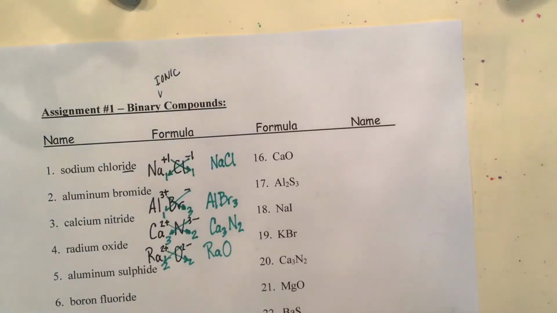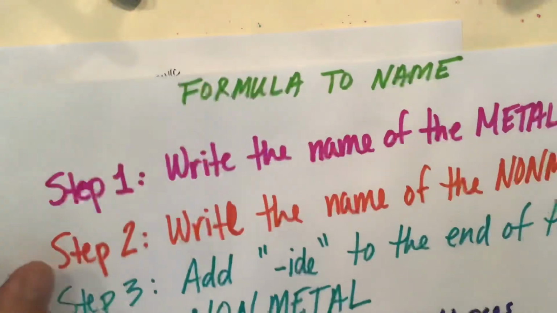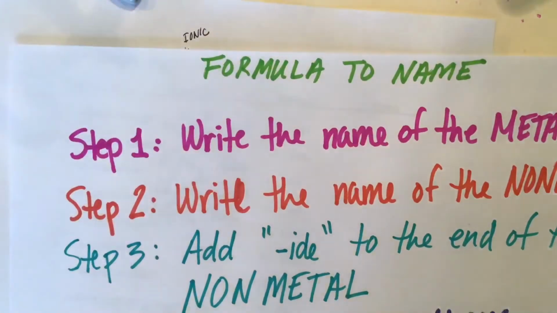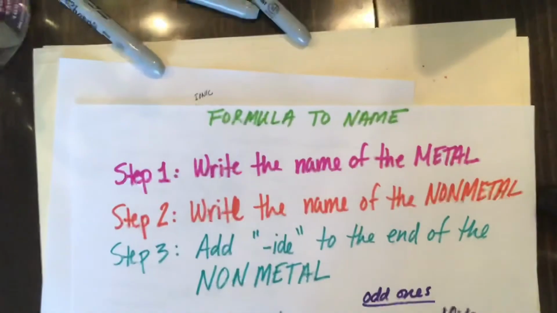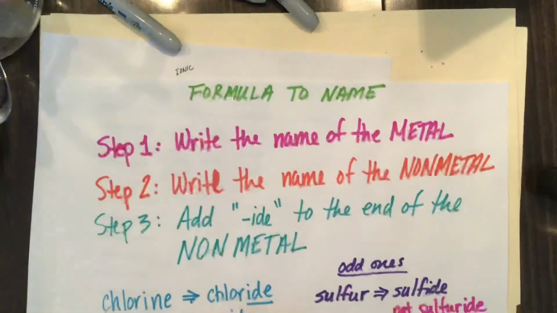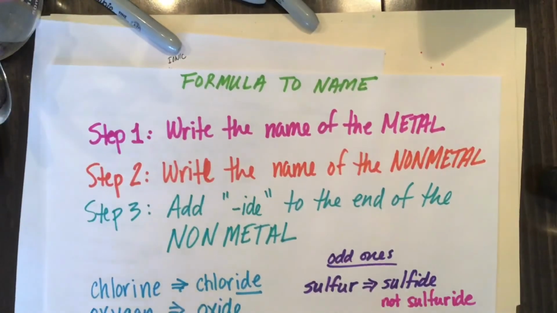This, guys, is the easiest part of the whole unit. It is so easy. Because really all you have to do is 3 simple steps. Okay, so step 1, you're going to write the name of the metal. Remember, the metal goes first. Very important. Metal goes first. Step 2, you're going to write the name of the nonmetal. But we're going to change the ending of the nonmetal's name to "ide." We're going to "ide" them.